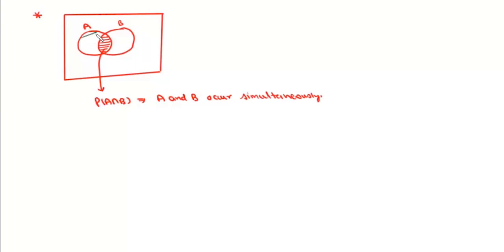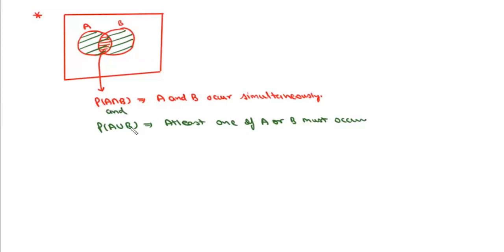And if we look at this region, which contains either A or B, we say it is probability of A union B, which is at least one of A or B must occur. So loosely speaking, we say this is A and B and this is A or B.